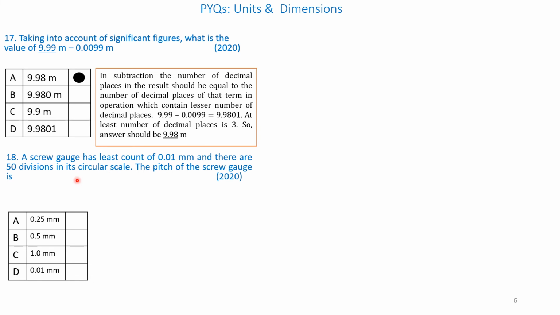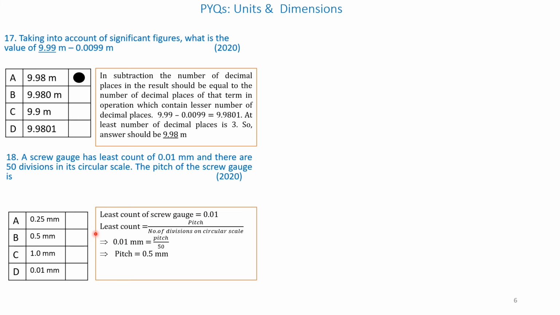Next question. Question number 18. A screw gauge has least count of 0.01 millimeter and there are 50 divisions in its circular scale. The pitch of the screw gauge is, four options are given. Option A, 0.25 millimeter. Option B, 0.5 millimeter. Option C, 1.0 millimeter. And option D is 0.01 millimeter. This question was asked in the year 2020.